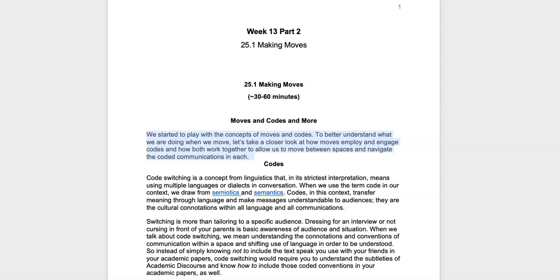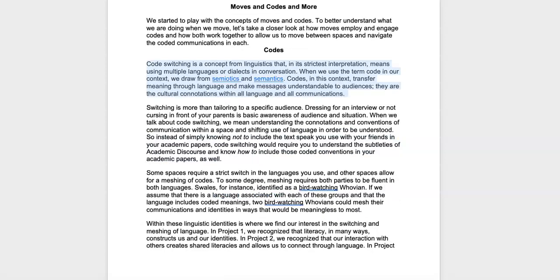To better understand what we are doing when we move, let's take a closer look at how moves employ and engage codes, and how both work together to allow us to move between spaces and navigate the coded communications in each. Codes. Code switching is a concept from linguistics that, in its strictest interpretation, means using multiple languages or dialects in conversation. When we use the term code in our context, we draw from semiotics and semantics. Codes, in this context, transfer meaning through language and make messages understandable to audiences. They are the cultural connotations within all language and all communications.